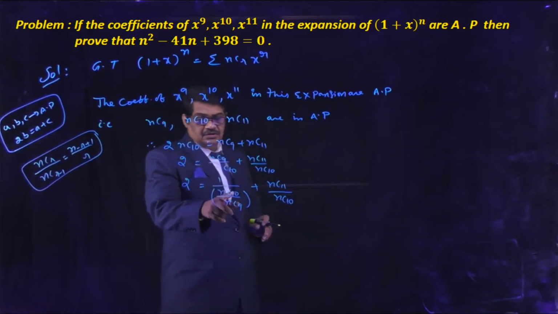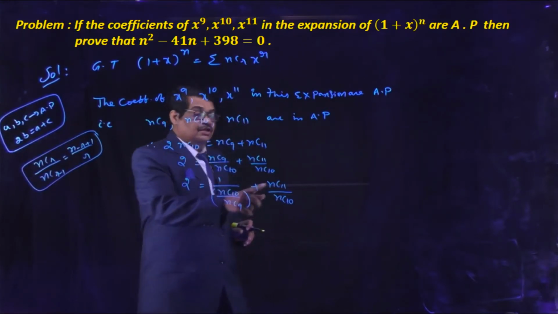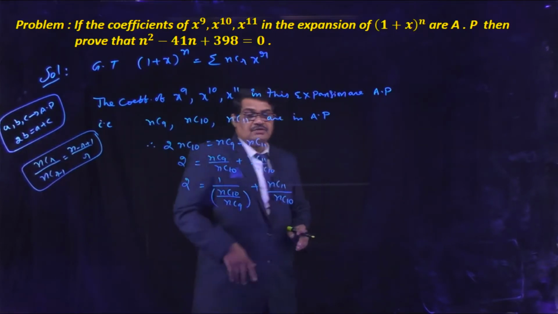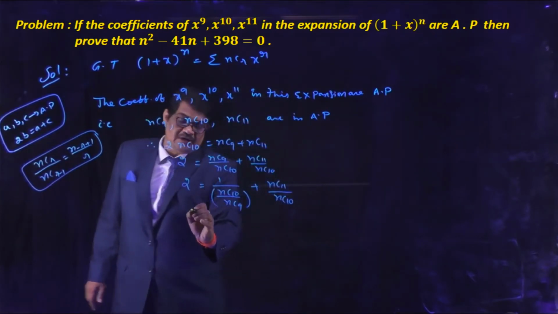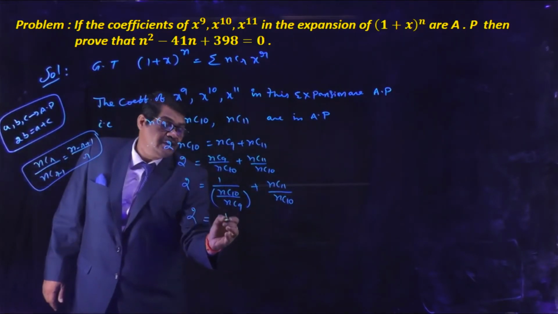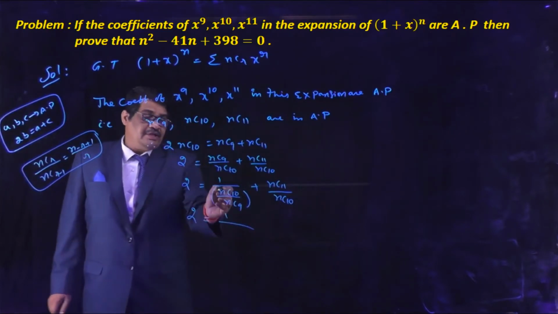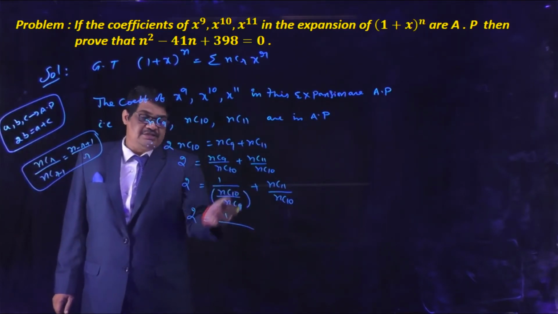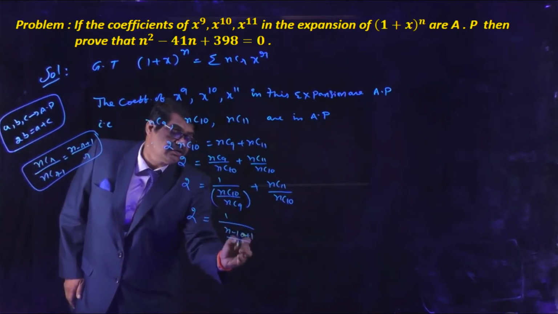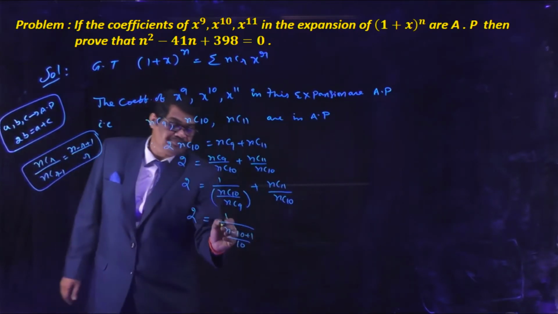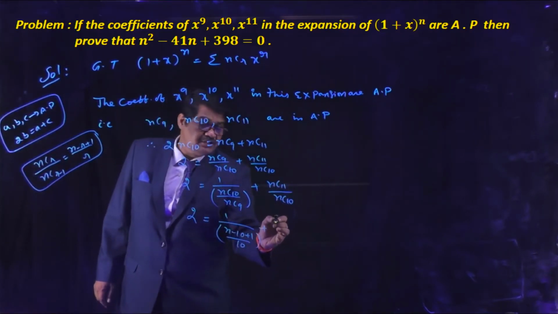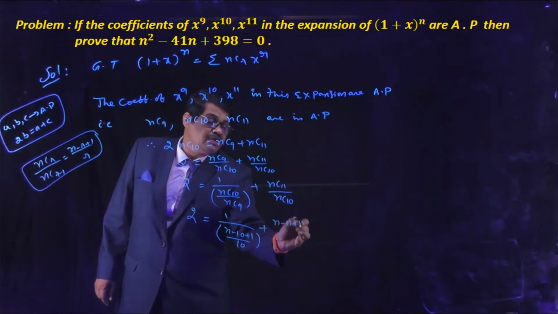Here, for nC10 by nC9, r is 10 and r minus 1 is 9. For nC11 by nC10, r is 11 and r minus 1 is 10. Now we apply this formula. We get 2 is equal to 1 by ((n minus r plus 1) by r) with r as 10, plus (n minus r plus 1) by r with r as 11.